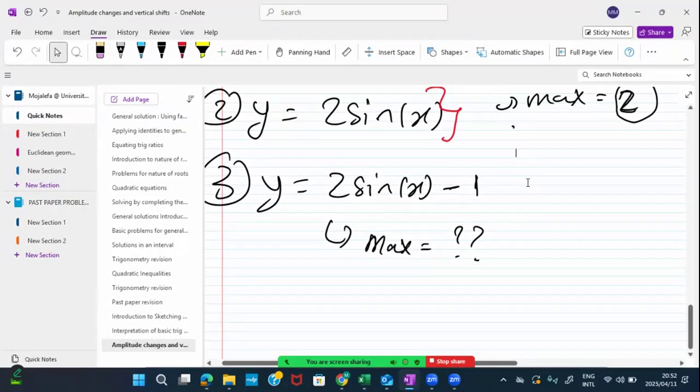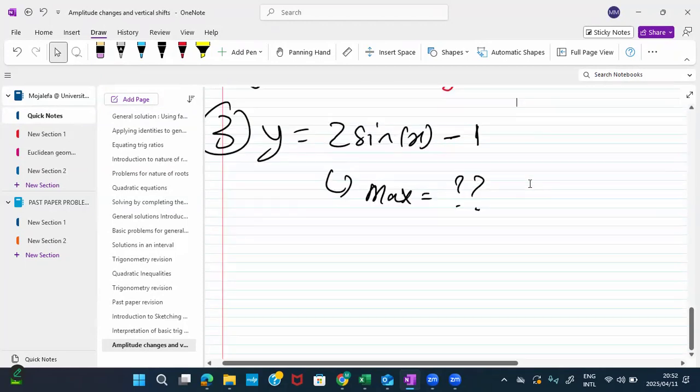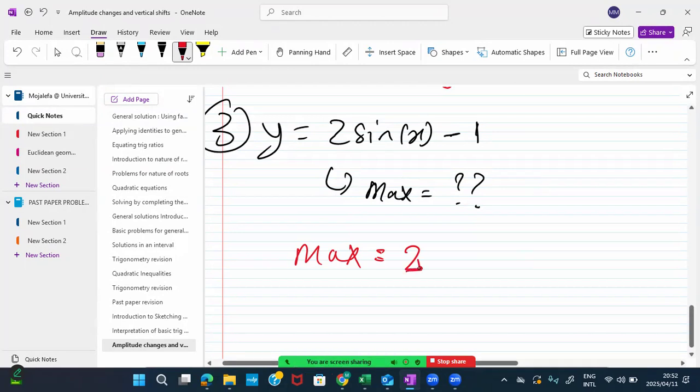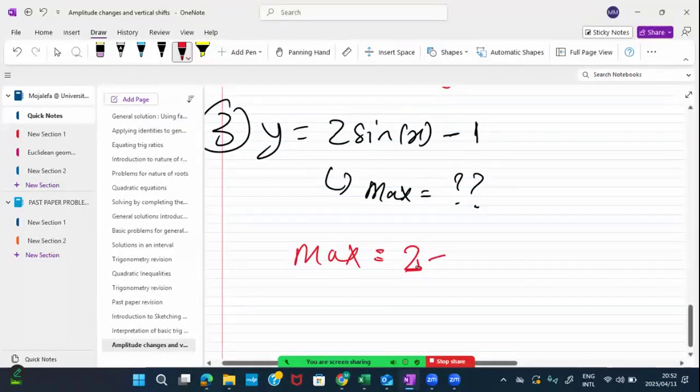If I shift a graph vertically up or down, do the maximum values change or do they not change? They change. So now what's gonna be the maximum value for this graph? One. It's gonna be one because it's the maximum value of the graph that we had, and then we minused one from it, so you got one.